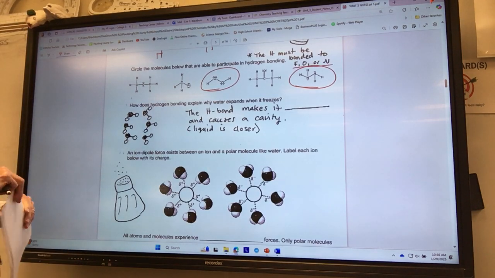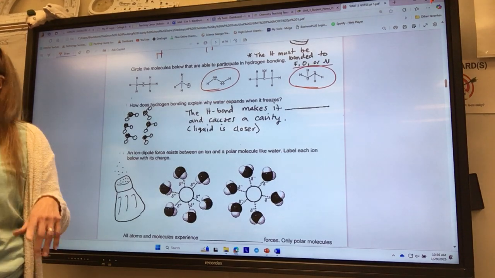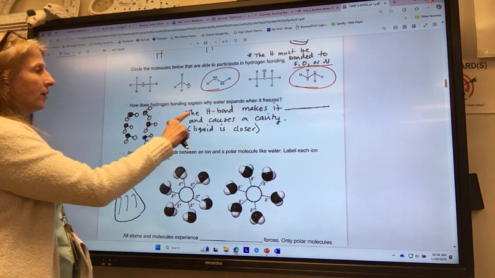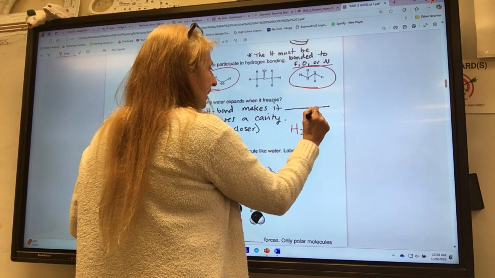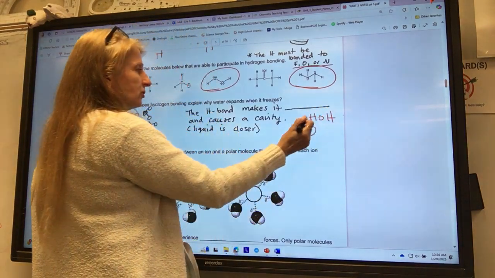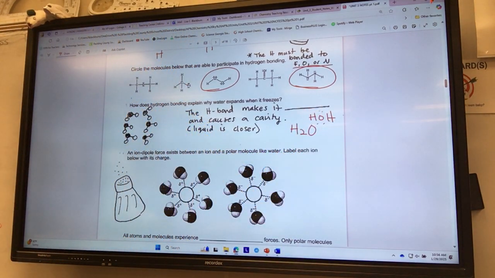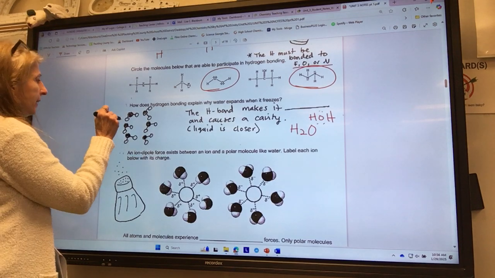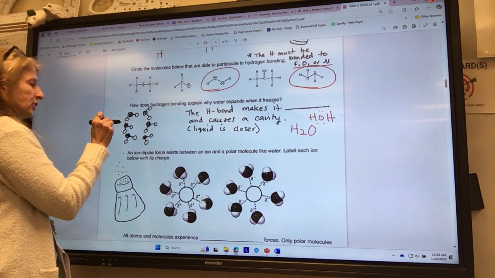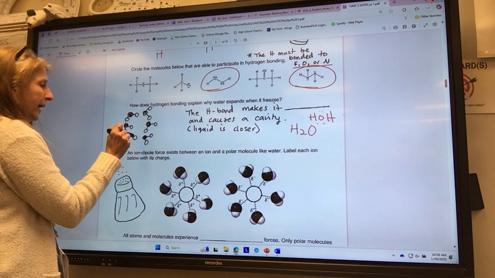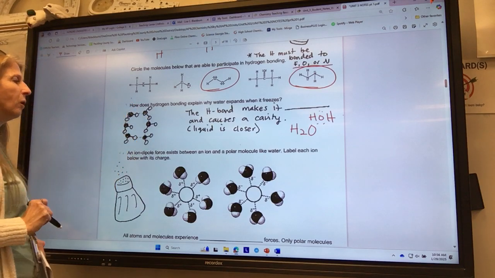Okay. Now, how does this explain why water expands when it freezes? Why does ice float? It's because water, H2O, or you can think of it as HOH, it's got hydrogen on the oxygen. The oxygen has unshared pairs, so we have hydrogen bonding going. On each one, the positive hydrogen cuddles up to the unshared pairs on the oxygens, and it makes these hydrogen bonds in a circle of 6 water molecules.